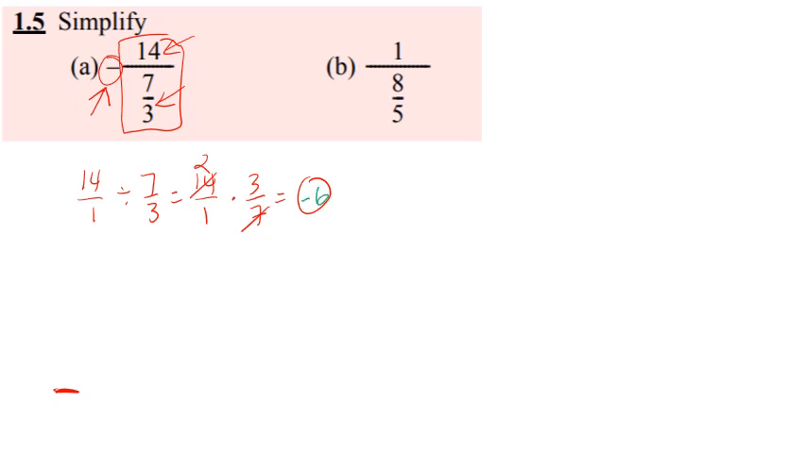Okay? All right, so the next one, this is 1 over 1 divided by 8 over 5, which is 1 over 1 times 5 over 8. Nothing reduces. This is 5 over 8.